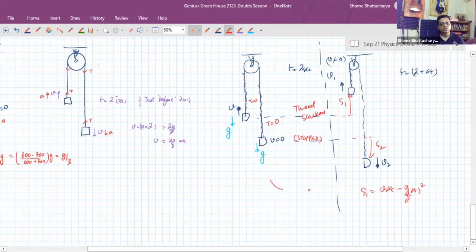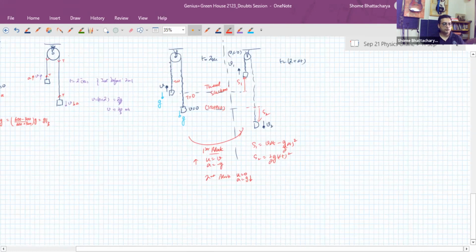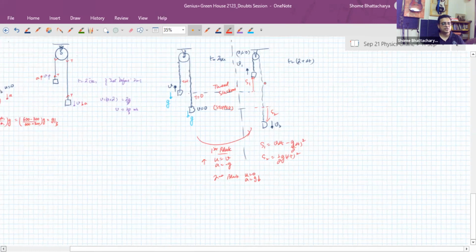Because from here to here, the first block is going up with an initial velocity equal to v and acceleration equal to minus g. And the second block is starting with an initial velocity of 0 and has an acceleration of g downwards. So the second block's downward displacement is half g delta t square. Now go through these diagrams carefully and tell me what is the condition for the string to become tight again? Because from this moment onwards, the string has become slack.